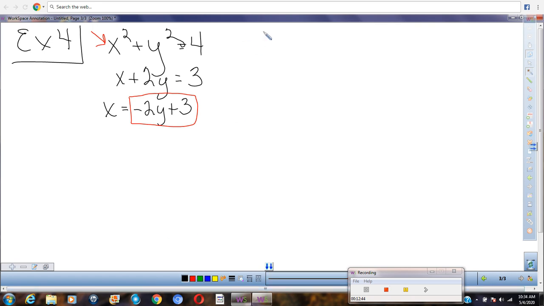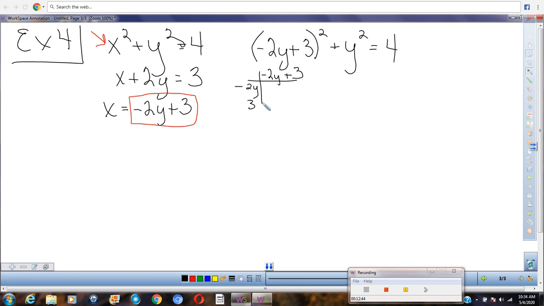So we have (-2y + 3)² + y² = 4. Of course, we need to FOIL this out or put it in the box to multiply that. (-2y + 3)(-2y + 3). Negative 2y times negative 2y is 4y². Negative 2y times 3 is negative 6y. Negative 2y times 3, negative 6y. And 3 times 3 is 9.